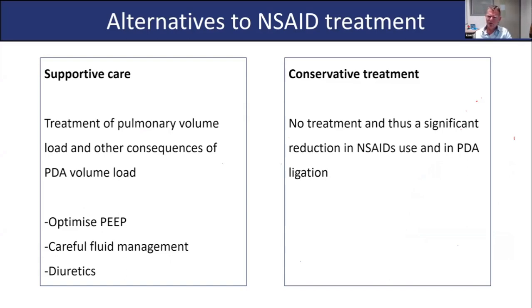In conservative treatment, in the initial cohorts, it just meant no treatment. There's a significant reduction in NSAID use and PDA ligation. But I think nowadays those 2 words are used together and don't always mean the same thing. So you have to look carefully in the trials at what they mean by supportive care or conservative treatment.